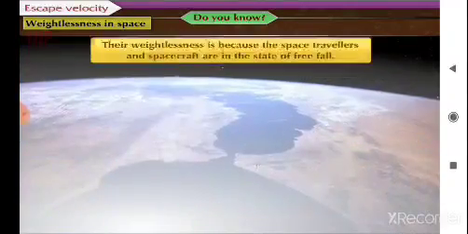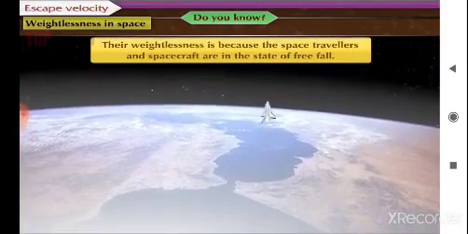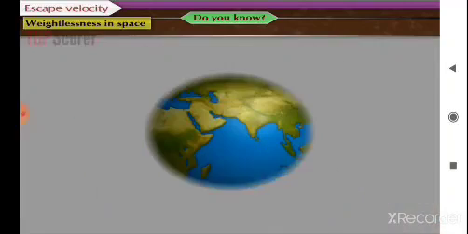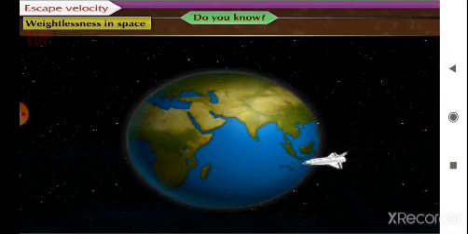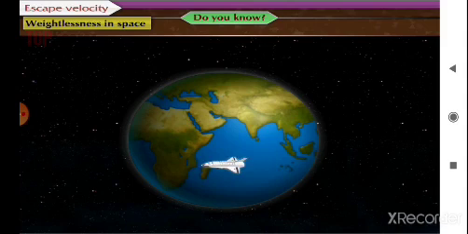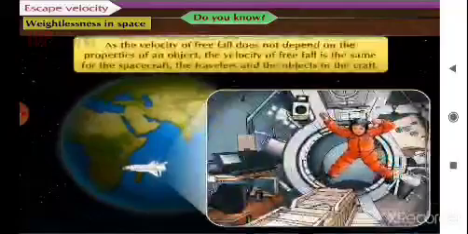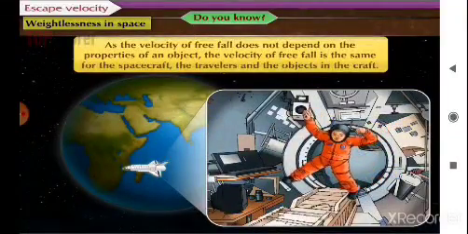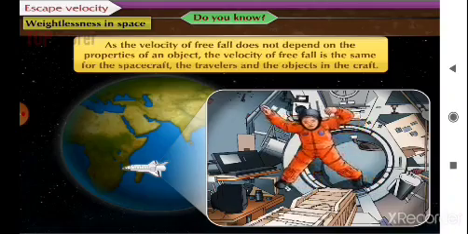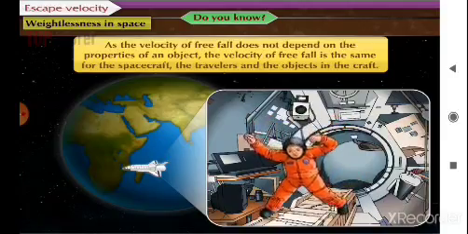Though the spacecraft is not falling on the Earth because of its velocity along the orbit, the only force acting on it is the gravitational force of the Earth, and therefore it is in a free fall. As the velocity of free fall does not depend on the properties of an object, the velocity of free fall is the same for the spacecraft, the travelers and the objects in the craft. Thus, if a traveler releases an object from her hand, it will remain stationary with respect to her and will appear to be weightless.